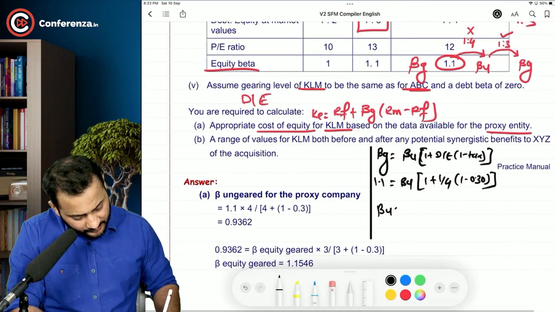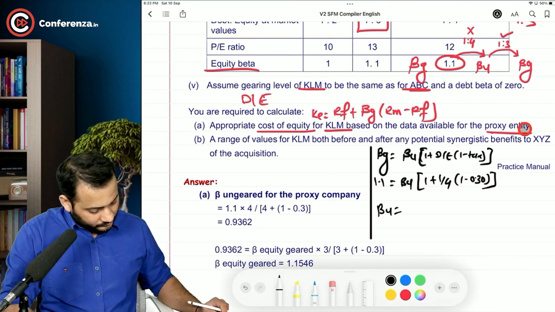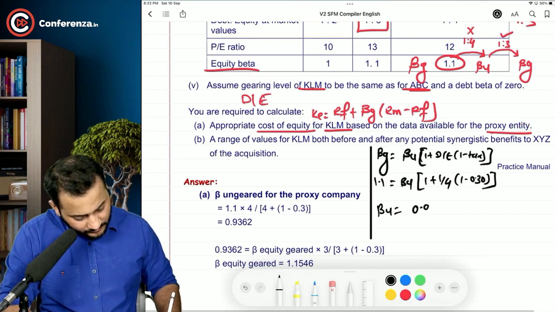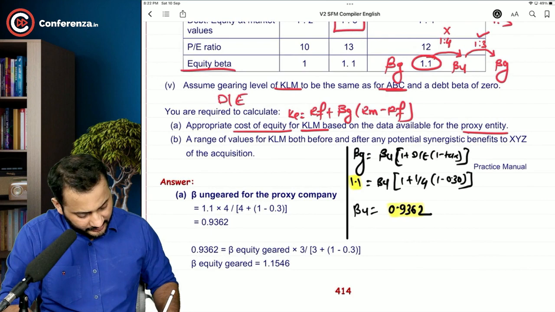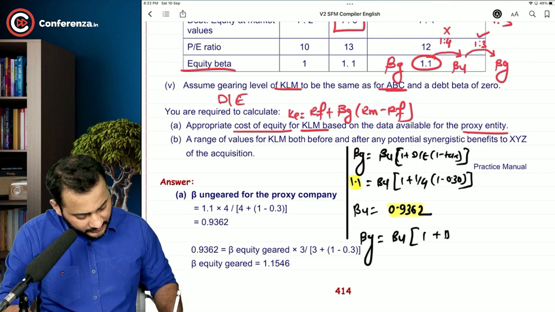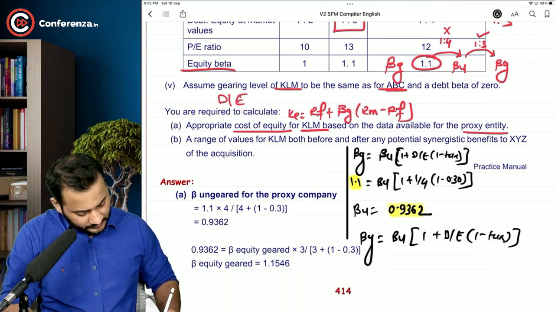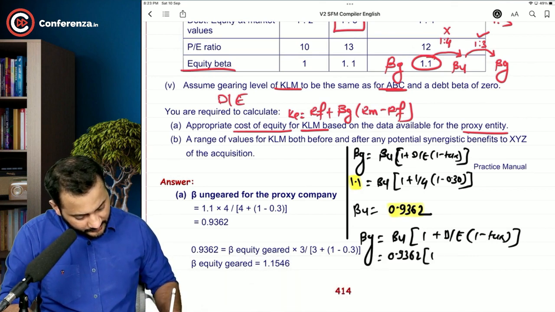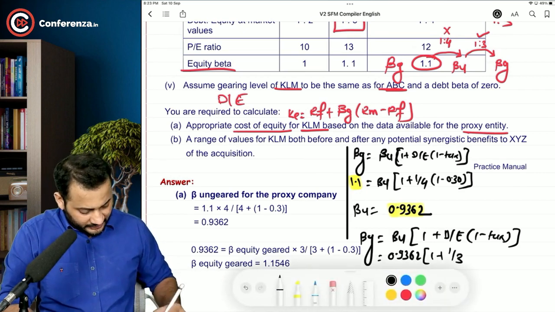So ungeared beta will be, let me calculate, 1.175 comes to 0.9362. So we have converted it from 1.1 to 0.9362. Now use it back to calculate the geared beta of KLM. Geared beta is equal to ungeared beta times (1 plus debt/equity times (1 minus tax)). Ungeared beta is 0.9362 times (1 plus... What is the debt equity ratio of KLM? 1:3. Now can you see the difference here?